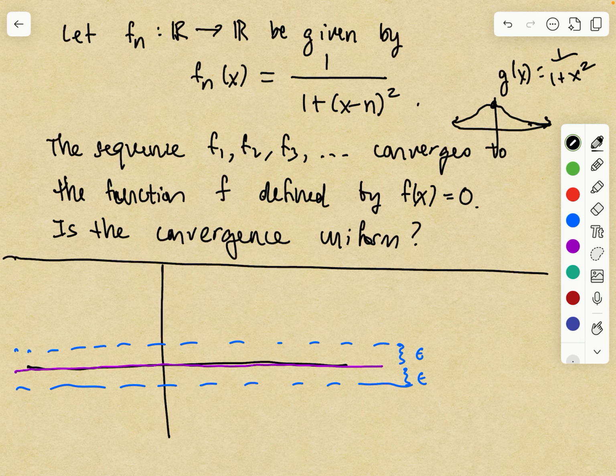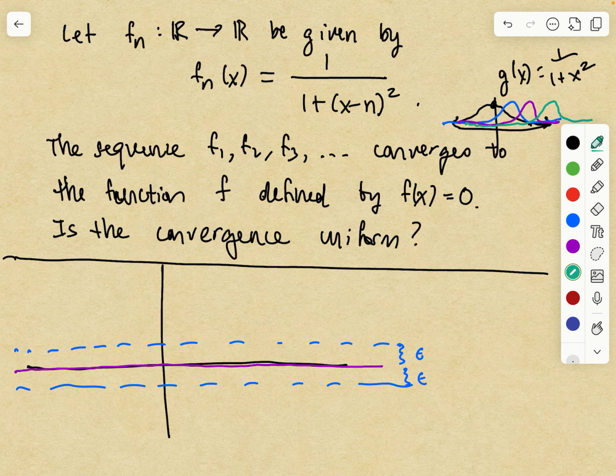And notice that your f sub n's is just g of x shifted to the right by n. So your f sub 1 is going to look like this. Your f sub 2 is going to look like that. Your f sub 3 is going to look like that, and so on. Now, just from this, is there going to be a capital N such that for all little n greater than N, and for all x, f sub n is between negative epsilon and epsilon?